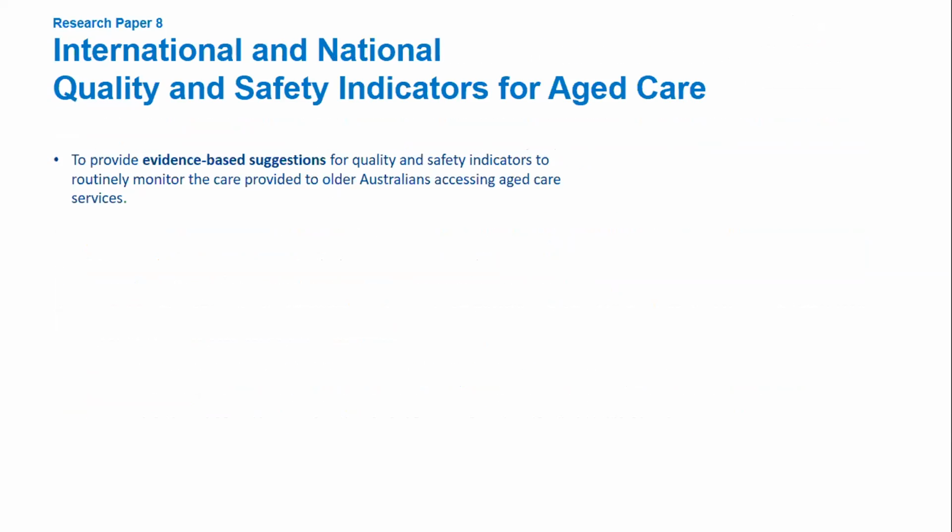Okay, if we look at the international, so this is research paper number 8, International and National Quality and Safety Indicators for Aged Care. The overall aim of the research paper, prepared by the Registry of Senior Australians, so ROSA team, was to provide evidence-based suggestions for quality and safety indicators to routinely monitor the care provided to older Australians accessing aged care services.